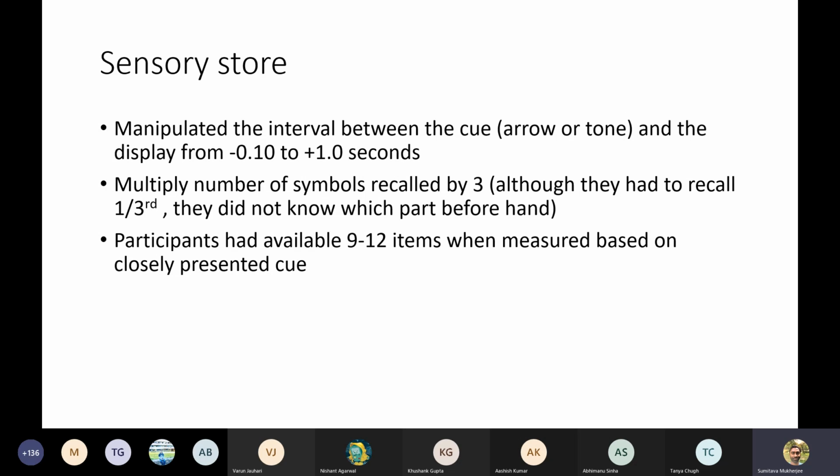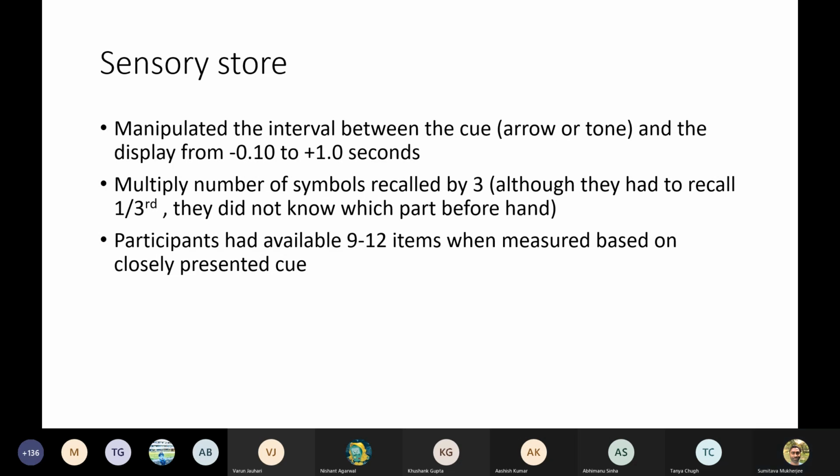So people have 9 or 12 items in their sensory store, but they can report about 3 to 4. And his rationale for that kind of an argument is that because the arrow is random, there is no way I know beforehand that this is the row I have to remember, or this is the row I will be checked for. So sensory store is something which has higher capacity, and according to him has a capacity of 9 to 12 items. Here items is digits, not strings of digits.